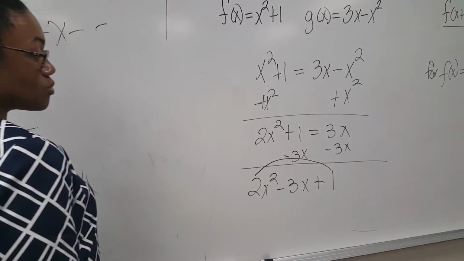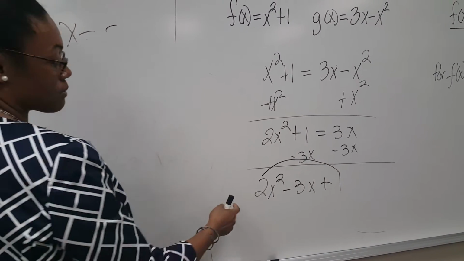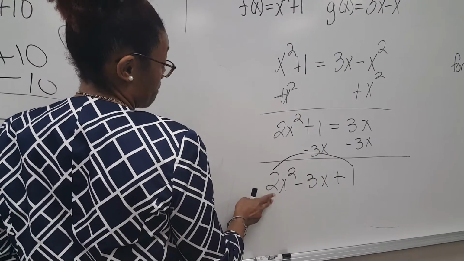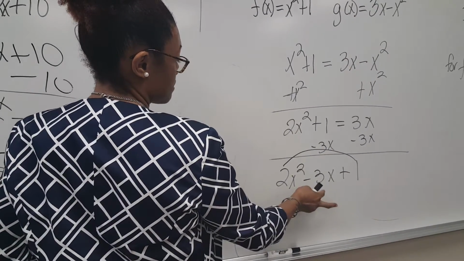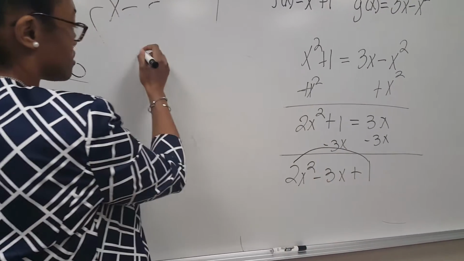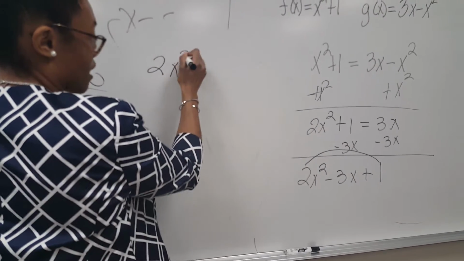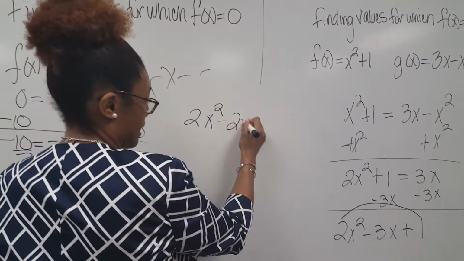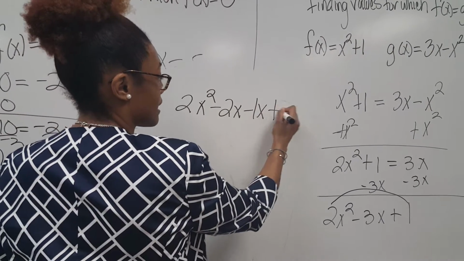1 times 2 would just give me 2, but what multiplies to be positive 2 and adds up to be negative 3? Negative 2 and negative 1. So this would be 2x squared minus 2x minus 1x plus 1.